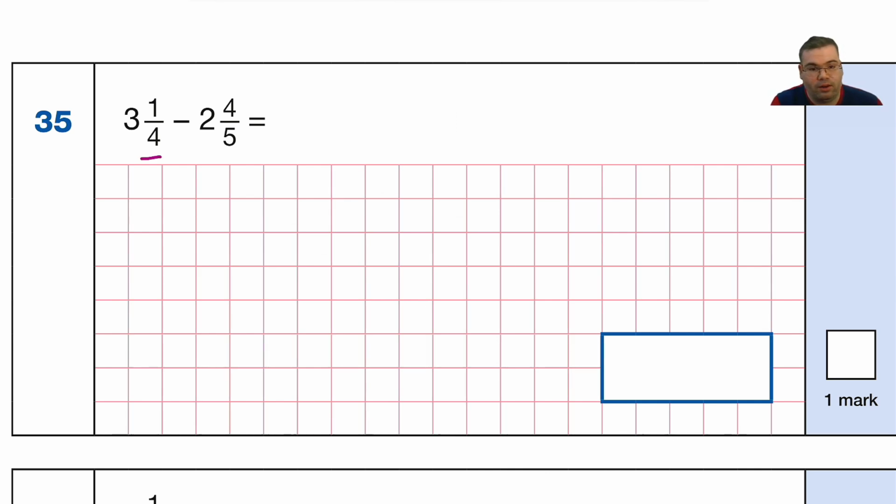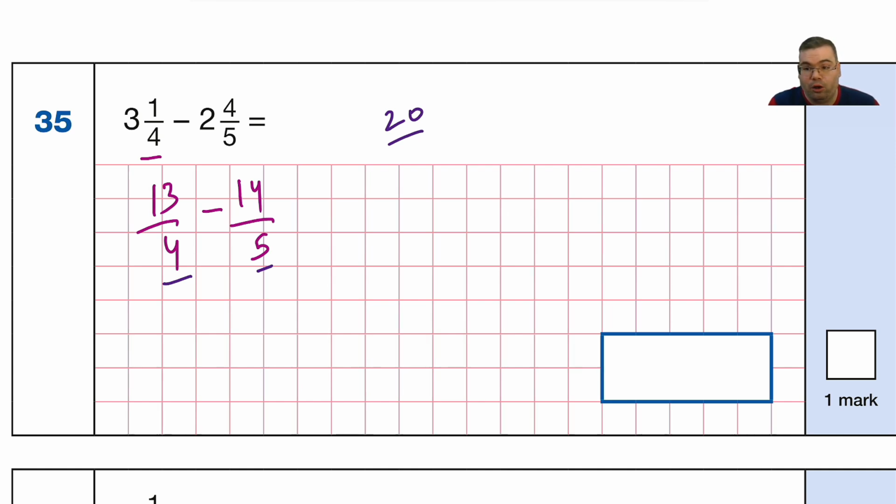So let's just solve it first. 4 times 3 is 12 and 1 is 13. So this is 13 over 4. Take away 5 times 2 is 10 and 4 is 14. So this is 14 over 5. So here we need to find the common multiple of 4 and 5. So that is 20. So let's just make both as 20, right?